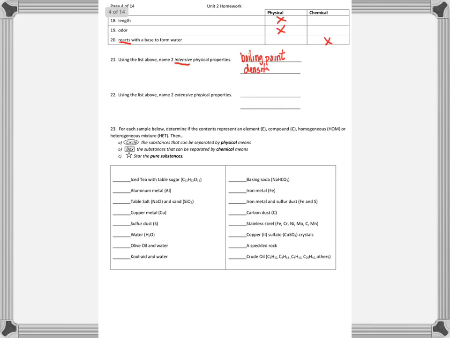Another one of my favorites is density, because the density of pure gold will always be 14.1 grams per milliliter, whether you have a kilogram of gold or 1 gram of gold. Okay.